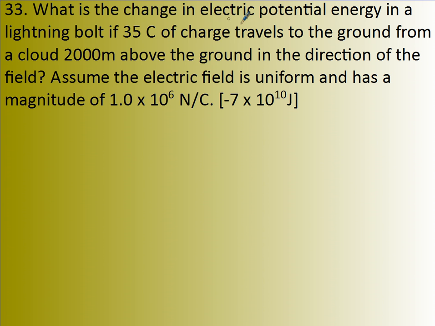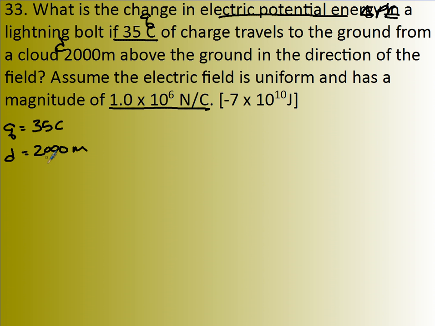What is the change in electric potential energy? So I'm looking for change in PE. In a lightning bolt, charge Q is 35 coulombs. D is 2,000 meters. And the electric field is 10 to the 6 newtons per coulomb. All right, so Q is 35 coulombs. D is 2,000 meters. And E is 1 times 10 to the 6 newtons per coulomb.